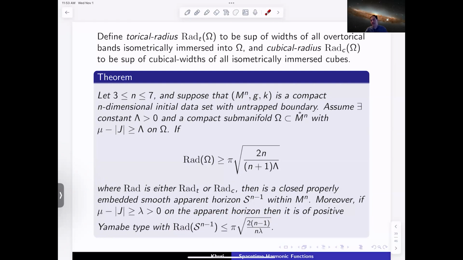And from the stability, you get a spectral inequality as well, a spectral lower bound for the scalar curvature of that apparent horizon, and then we can apply the spectral radius estimates to get control on the size of that apparent horizon as well.